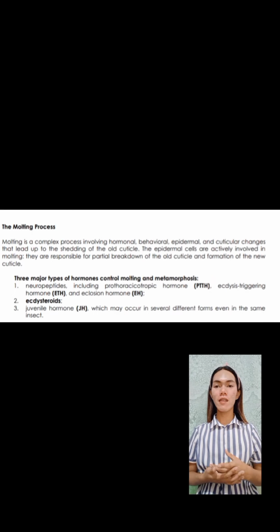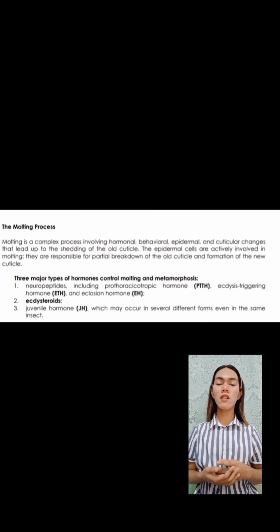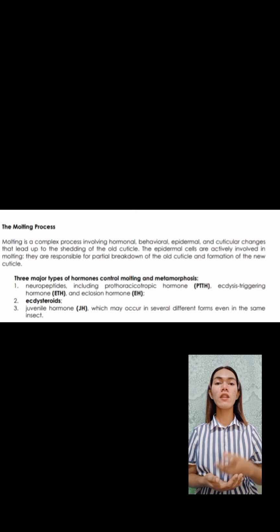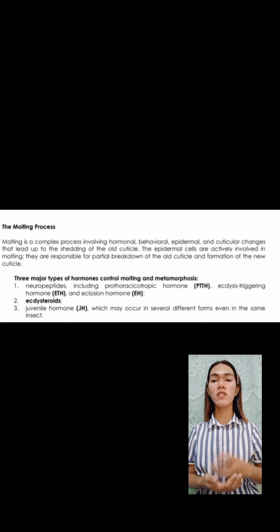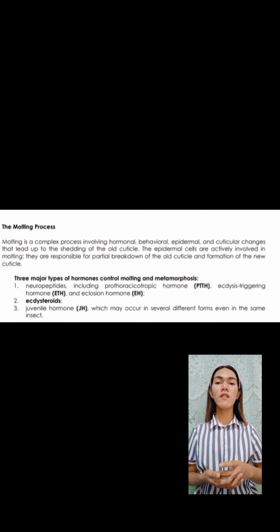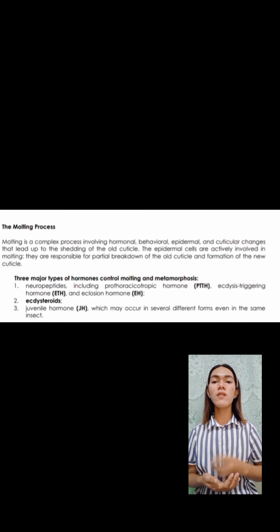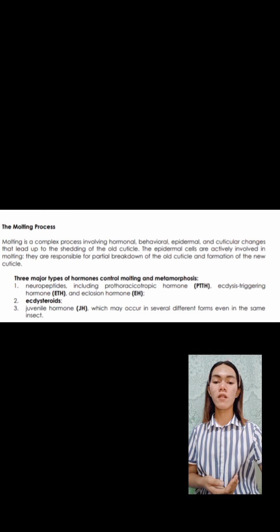The molting process. Molting is a complex process involving hormonal, behavioral, epidermal, and cuticular changes that lead up to the shedding of the old cuticle. The epidermal cells are actively involved in molting. They are responsible for partial breakdown of the old cuticle and formation of the new cuticle.